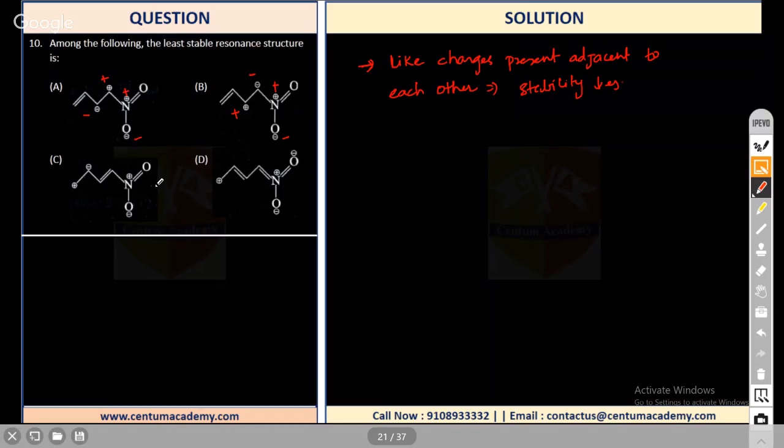right? So obviously if you compare all these four, these two must be less stable than these two, right? Charge separation we are considering. But in these two also, you see we have positive negative charge present adjacent to each other, and here we have positive positive charge present adjacent to each other. So like charges will decrease the stability, hence the first one is the least stable compound. Option A is correct.